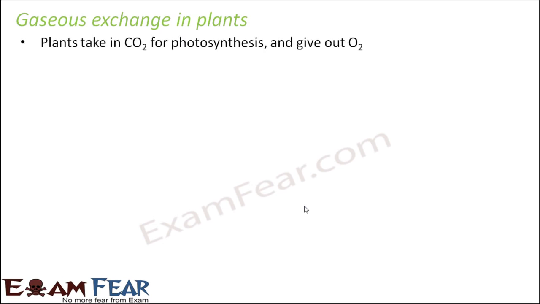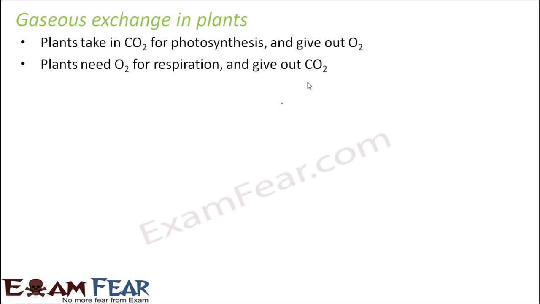For example, in animals we have organs like lungs, but in plants we don't have that. So how is the gaseous exchange facilitated in plants? Plants take in carbon dioxide for photosynthesis and give out oxygen. Now when we talk about the process of respiration, it is just the opposite. In respiration, carbon dioxide is released. It is not an input, but an output, whereas oxygen is an input for respiration.